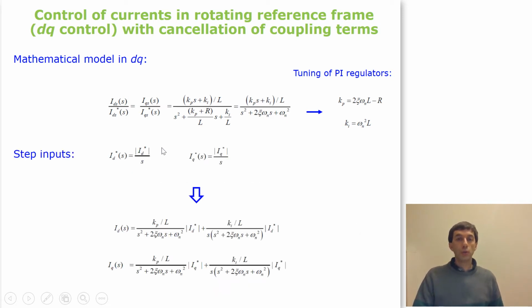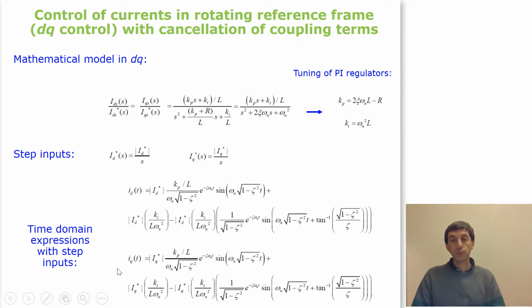If we substitute step inputs at both current references into the transfer function, we obtain the output currents for the D and Q components, and we see two different terms, one depending on each. They are decoupled: only the D component current reference affects the D component current, and only the Q reference affects the Q output current.